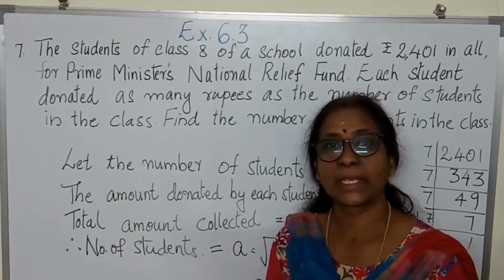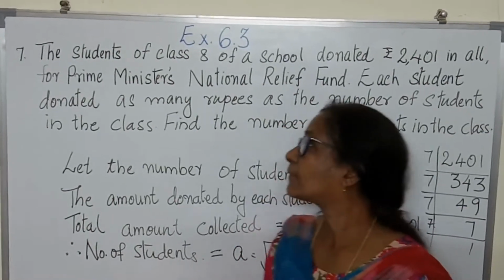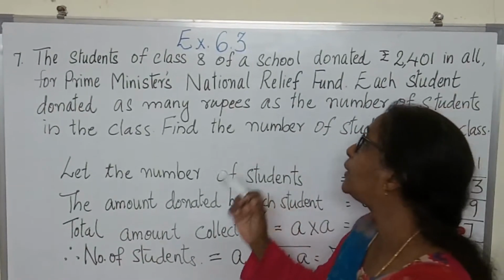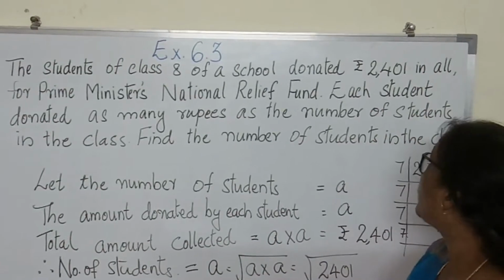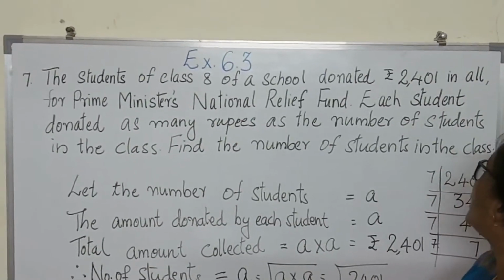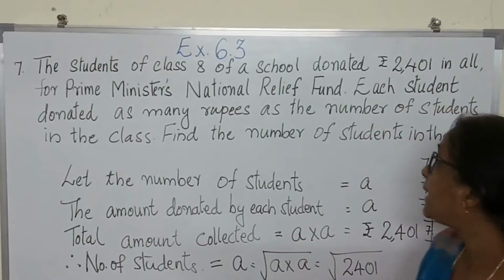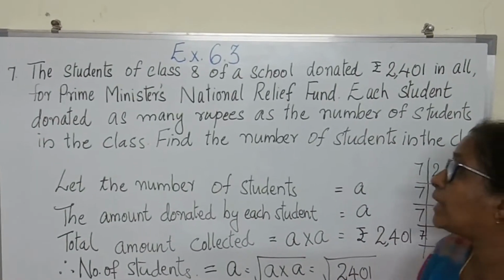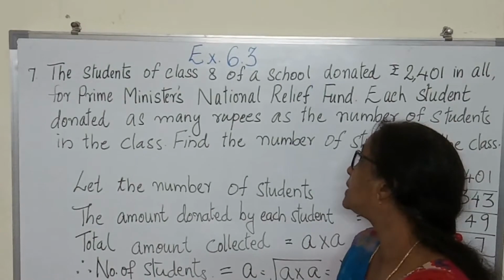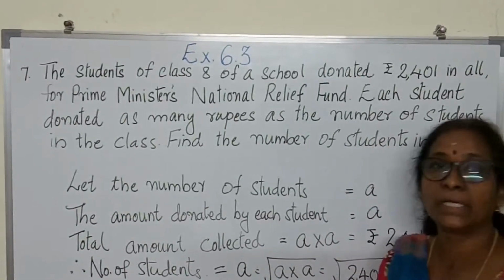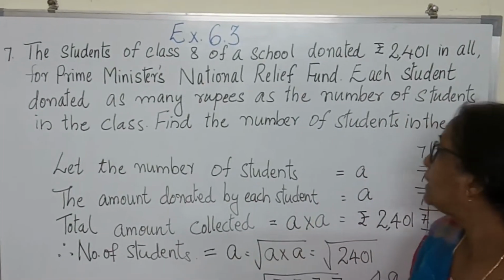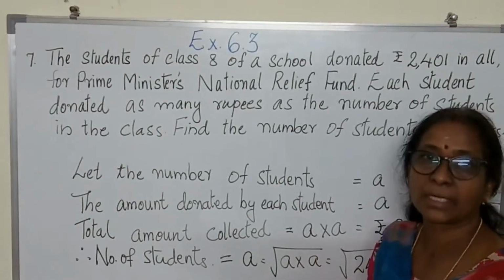Now, let us see question number 7. The students of class 8 of a school donated rupees 2401 in all for Prime Minister's National Relief Fund. Each student donated as many rupees as the number of students in the class. Find the number of students in the class.